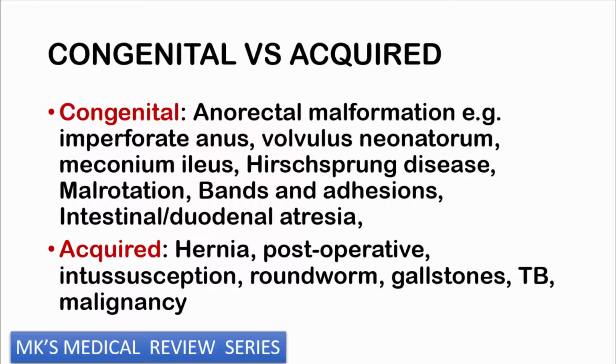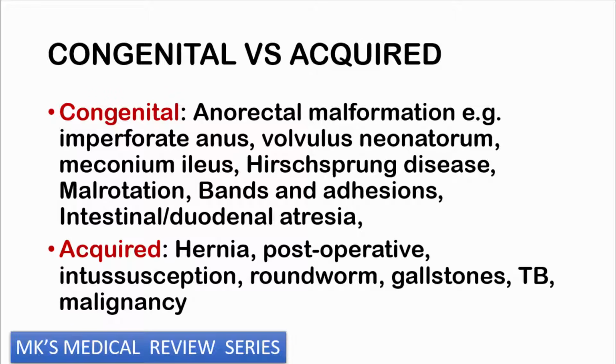You may have Hirschsprung's disease, which I already discussed in the prior video, where you have failure of migration of the myenteric as well as the submucosal plexi, and you lack ganglia that are going to be innervating the distal segment of the bowel. So it means that there won't be any peristalsis in the distal segment of the bowel. Then you may have malrotation, you may have bands and adhesions, you may have intestinal or even duodenal atresias.